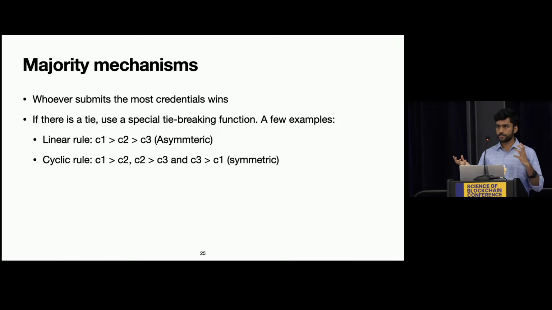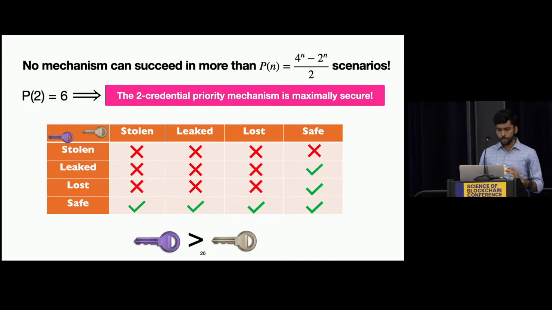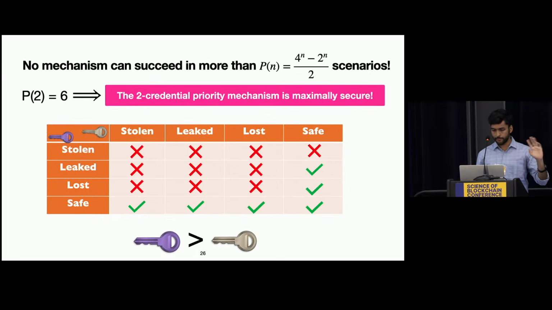Like maybe there's 3 credentials and the user submits credentials 1, 2, and the attacker submits credentials 2, 3. Now the mechanism needs a way to decide who wins. So you would have to define certain tie-breaking rules for the mechanism to determine who wins. But all in all, majority mechanisms also get the same profile. And in fact, we have a result that shows that no mechanism can succeed in more than this number of scenarios, which is what allows us to prove that the 2-credential priority mechanism is maximally secure.